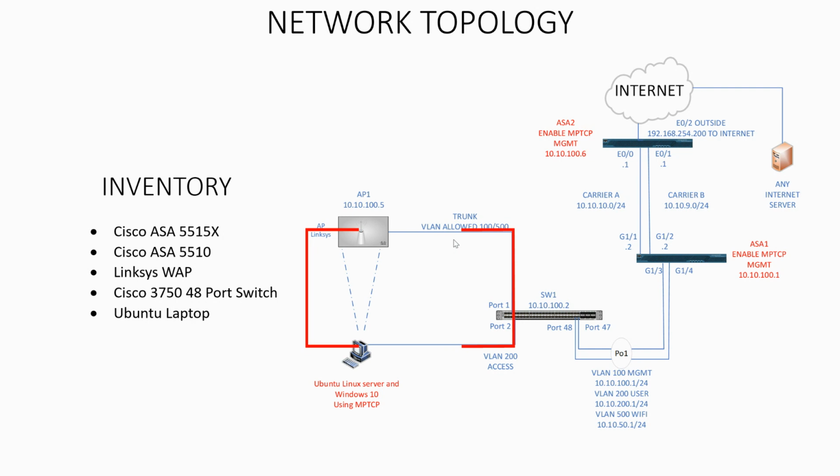Our next network segment takes us to the access layer, where, as you can see here, one trunk port will be configured to interface the Linksys wireless AP for wireless access. Part of our test will have the Linux system connect via Wi-Fi and LAN simultaneously using the MPTCP kernel that's installed on the Linux system.